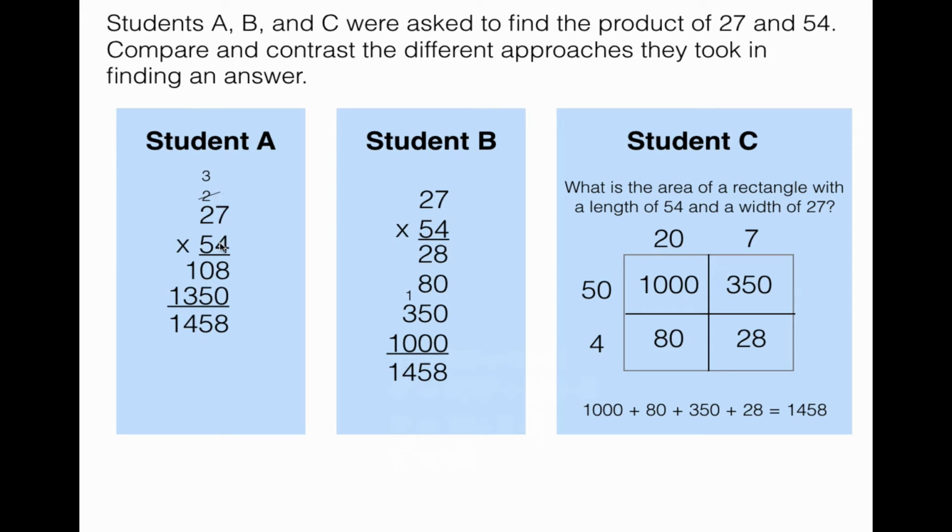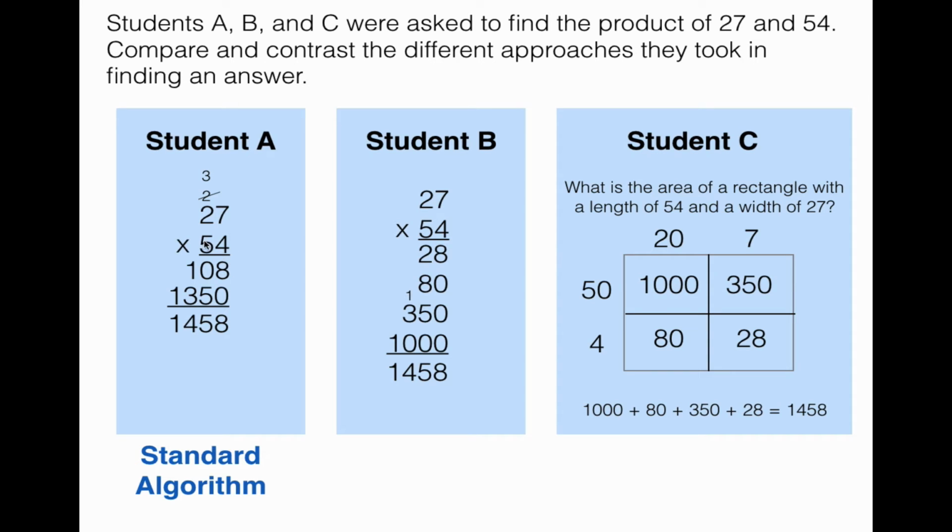Student A seems to be using what's commonly known as the standard algorithm. So 4 times 7 is 28, carry the 2. 4 times 2 is 8, plus 2 equals 10. So you put that little 10 there. We had the 8 there. That gives us 108. So 27 times 4 is going to equal 108.